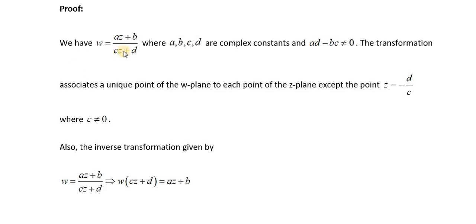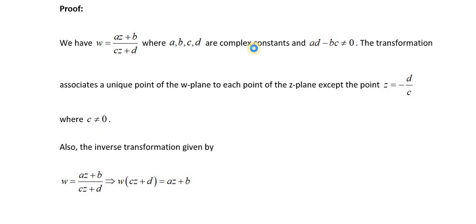Proof. We have W equal to (AZ plus B) by (CZ plus D), where A, B, C, D are complex constants and AD minus BC not equal to 0. So here we are considering one transformation W equal to (AZ plus B) by (CZ plus D). A, B, C, D are complex constants, and the value of AD minus BC is not equal to 0. That means substitute the A, B, C, D values and find the value of AD minus BC, and it is not equal to 0.